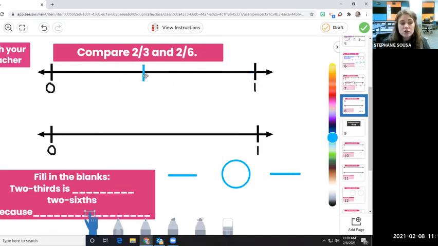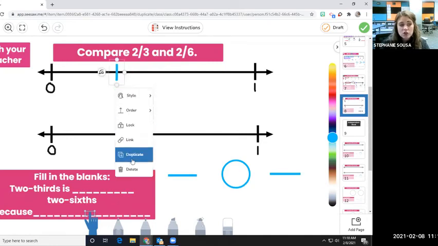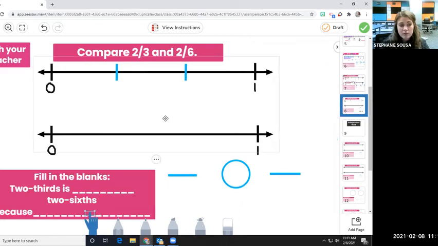When I create 2/3, a 3 is an odd number, so I can't put it in the middle. So I'm going to move to the left of the middle, and I'm going to duplicate my line and move it over to the right of the middle. And now I can see that I have 3 pieces. Also, my pieces are about the same size.